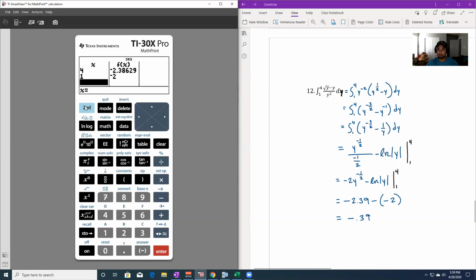Let's see if we're right. It's just me and my own doom. All right, what am I going to type in? I'm going to type in the very last integral we set up. So x to the -3/2, so the -1.5, minus 1 over x.